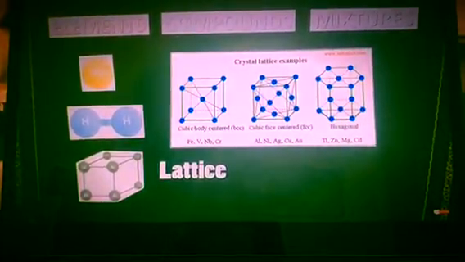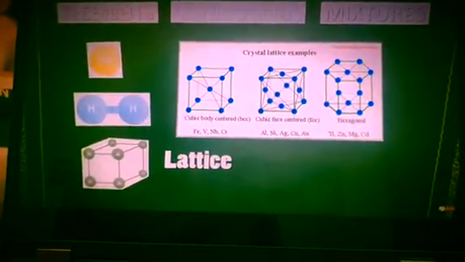Our third type of atomic arrangement applies to 80% of our elements, our metals, and that's this 3-dimensional shape that we call a lattice. And they don't all form cubes like this, so they form other different 3-dimensional shapes, but in all cases we call it a lattice.